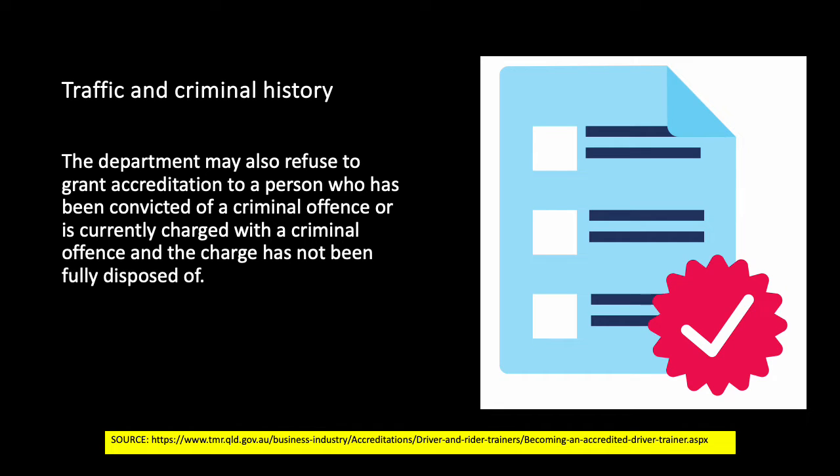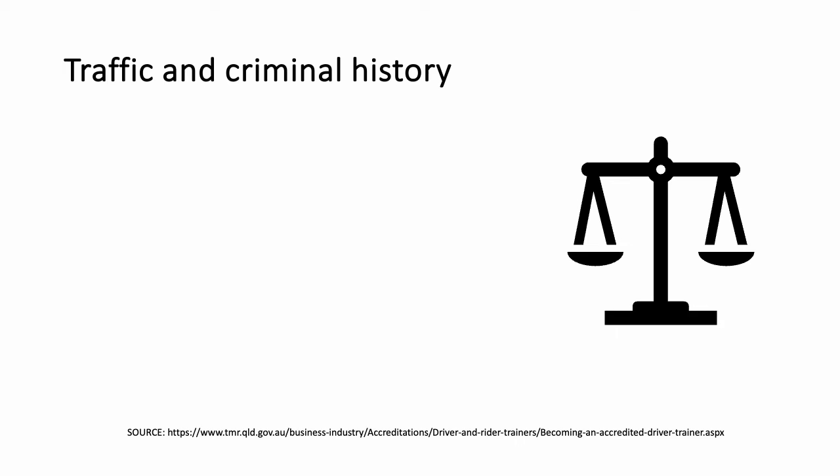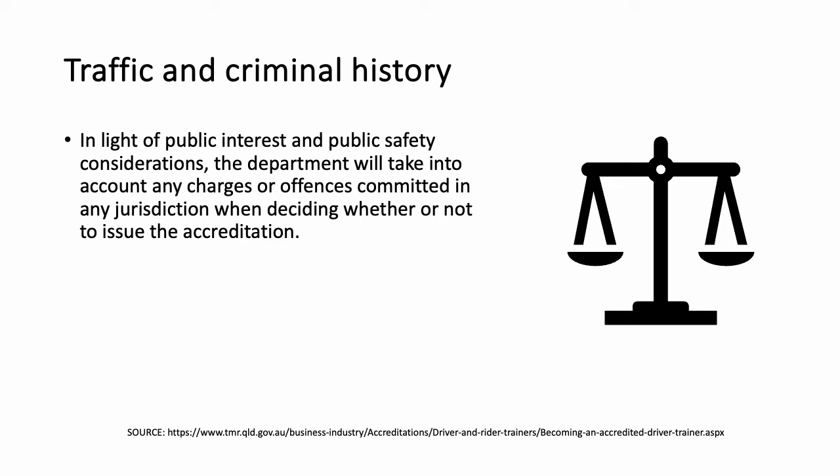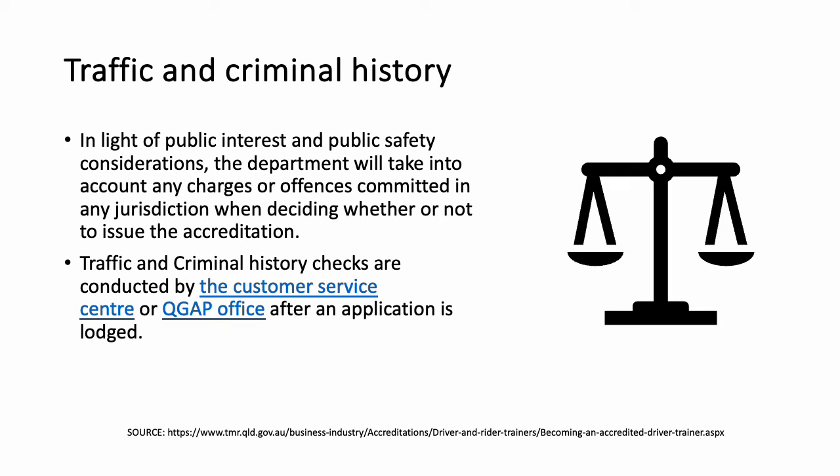The department may also refuse to grant accreditation to a person who has been convicted of a criminal offence or is currently charged with a criminal offence and the charge has not been fully disposed of. In light of public interest and public safety considerations, the department will take into account any charges or offences committed in any jurisdiction when deciding whether or not to issue the accreditation. Traffic and criminal history checks are conducted by the Customer Service Centre or QGAP office after an application is lodged.